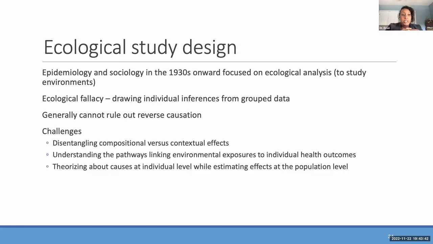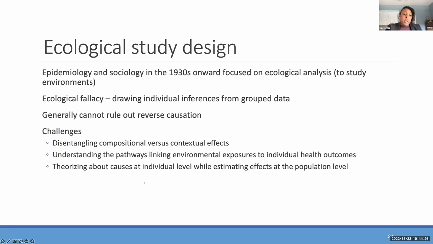We also use things like ecological study designs. So epidemiology and sociology since the 1930s has focused on what we call ecological analysis. It's a way to study environments. And the idea with ecological analysis is that it's something that we would not attribute to individual level factors. It's something that we would think about in terms of what we can look at across a population, but doesn't necessarily have an individual level analog. So I'll give an example. It might be the density of grocery stores or the density of parks or whether or not there are boarded up homes in your area or something like voter turnout. So things that aren't necessarily individual level factors, but things that are happening in the environment.